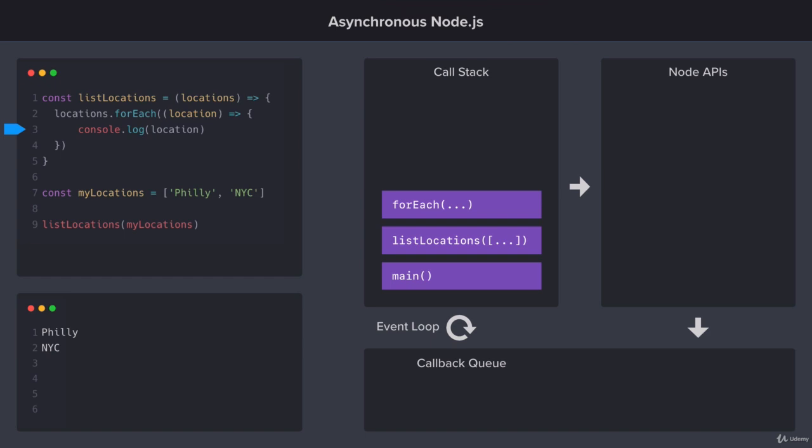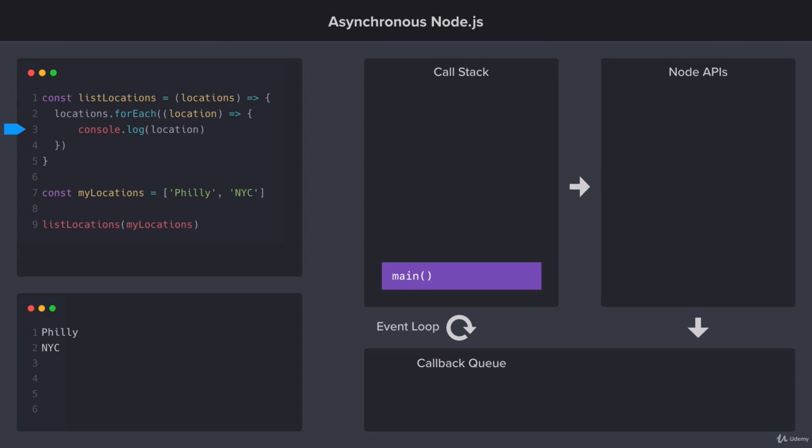Now at this point, forEach has gone through that process 2 times. There are only 2 items in the array, so forEach is done, and that's going to get popped off the call stack as well. Now that forEach is done, listLocations is also done, as that's the only thing that listLocations does. It just calls forEach. When forEach is done, the function's over. So right here, that gets popped off the stack.